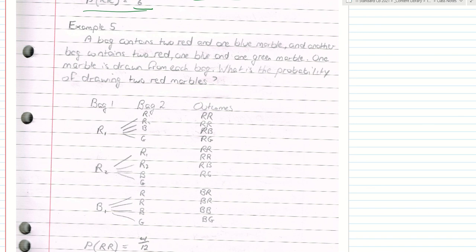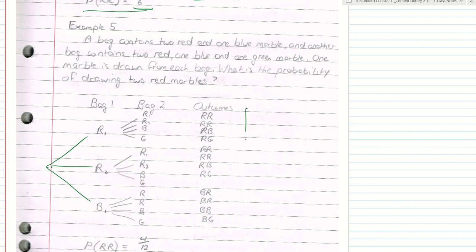Example 5. A bag contains 2 red and 1 blue marble, and another bag contains 2 red, 1 blue, and 1 green marble. 1 marble is drawn from each bag. What is the probability of drawing 2 red marbles? My first bag has got 2 reds and a blue, so I've labelled them red 1, red 2, blue. My second one's got 2 reds, a blue and a green. I've labelled them red 1, red 2, blue, green.